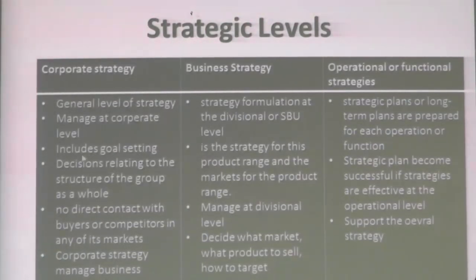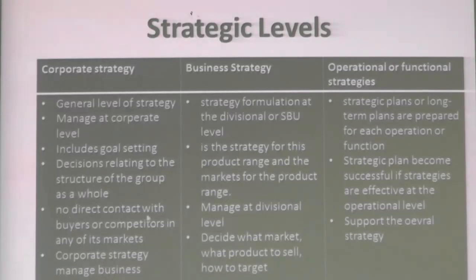Taking high decisions includes goal setting. They are the people who set the goals to be achieved by these strategic levels. They set goals that within 5 years the company should achieve something. The decisions relate to the structure of the group as a whole. The decisions they are taking concern the entire organization. They think about the entire organization when taking decisions at the corporate level.